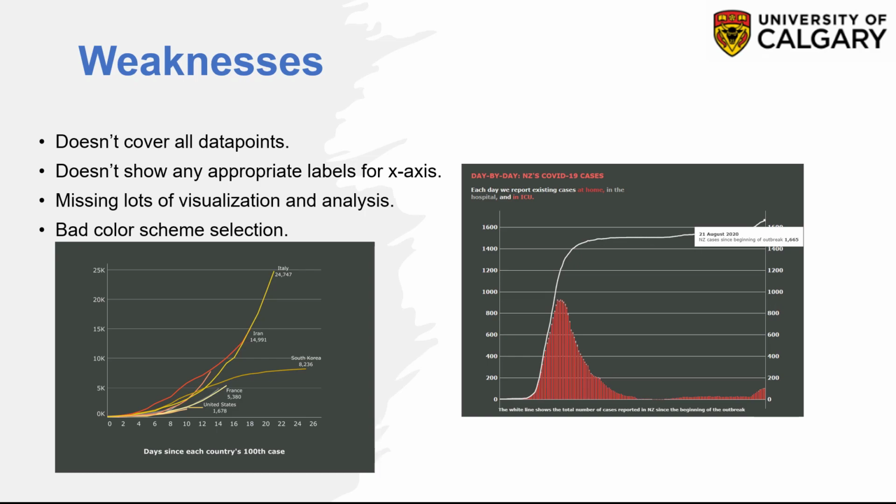If you look at this graph, I think the color scheme selection is not that great. If you look at the color for Italy and South Korea, it's pretty hard to distinguish between the two. So I think the designer should have done a better job in selecting a better color scheme while displaying these line charts for different countries.